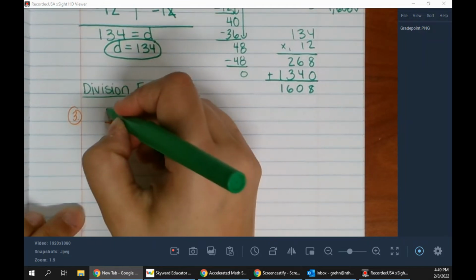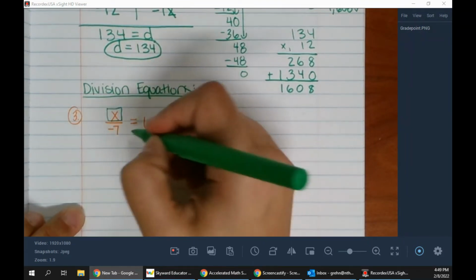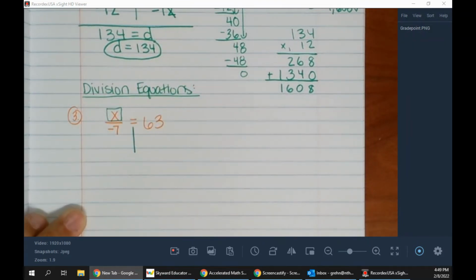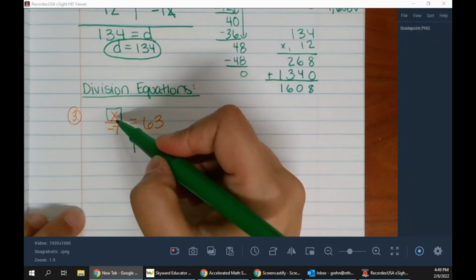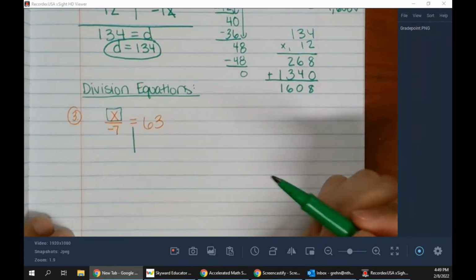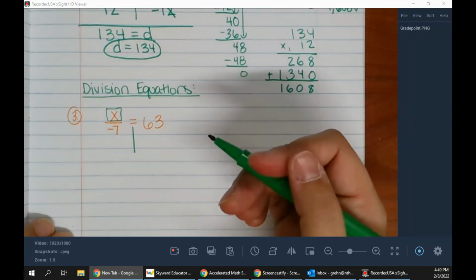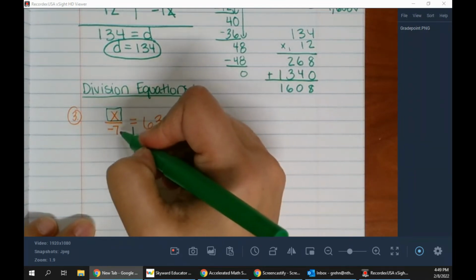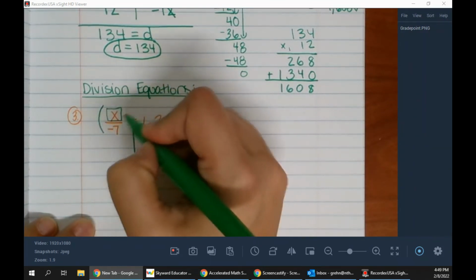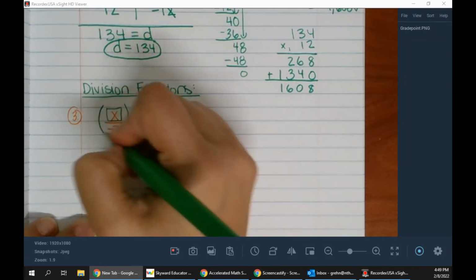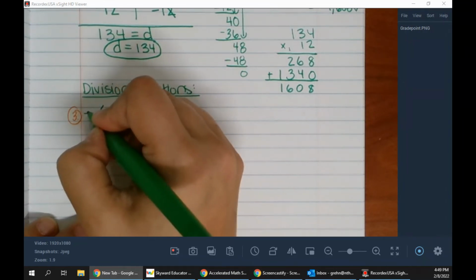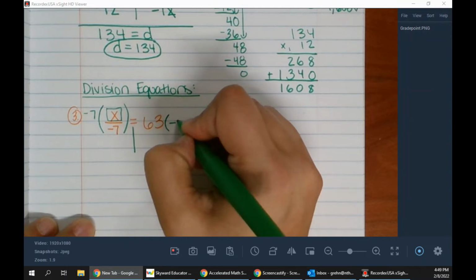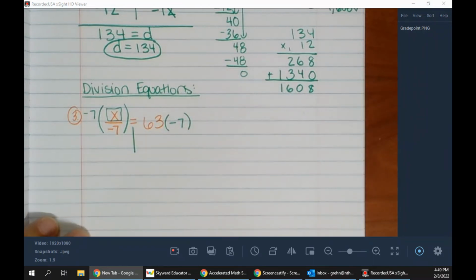So just like before, I'm going to box in my variable. I want to isolate that, draw my line. So originally in the equation, x was divided by negative 7. Well, I need to undo that. And the opposite or the inverse of division is multiplication. So I need to multiply by the same number I divided by. So I'm going to multiply both sides of my equation by negative 7.